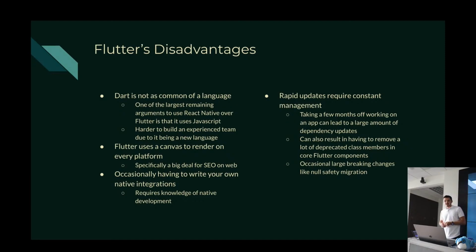The next disadvantage is Flutter uses a canvas to render on every platform. This is specifically a big deal with SEO on web. If you go and look at a Flutter website and do an inspect element and actually see the DOM that makes up the website, it's really just a canvas element with gesture detectors that are going to edit it. Yes, Brad? Yeah, just a quick question, does that affect accessibility in the same way, I imagine?